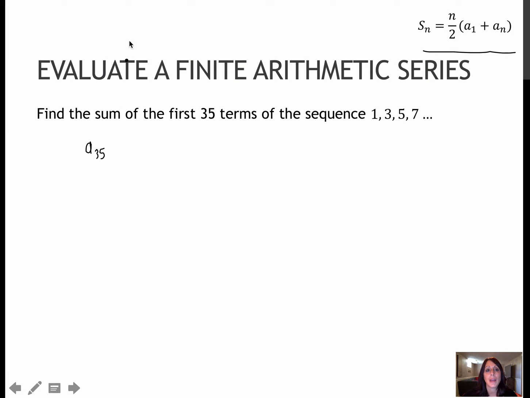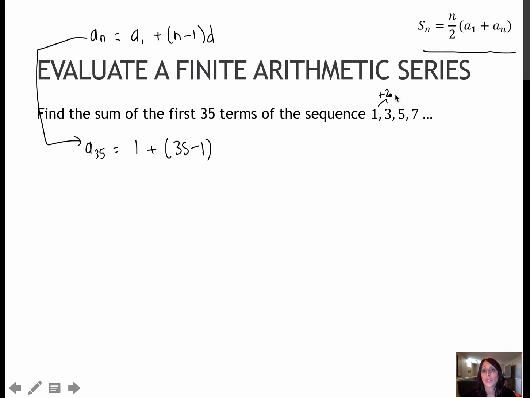So remember that a sub n, I probably should have written that one for you as well, is the first term plus n minus 1 times the common difference. So that's what I need to do first to find a sub 35, so I can plug that in here. So a sub 35 would be the first term, which is 1, plus 35 minus 1 times the common difference, which looks to be 2, since I was adding 2. Which means the 35th term is 34 times 2 plus 1, so that's 68 plus 1, or 69. So a sub 35 is 69.